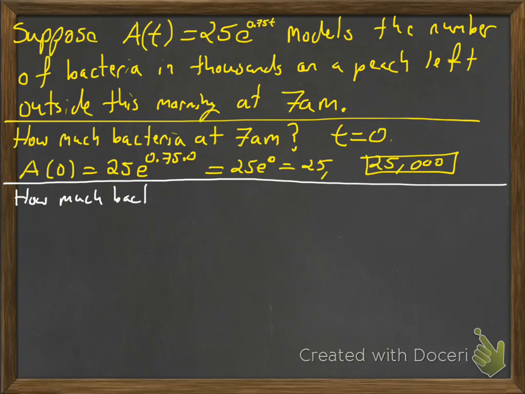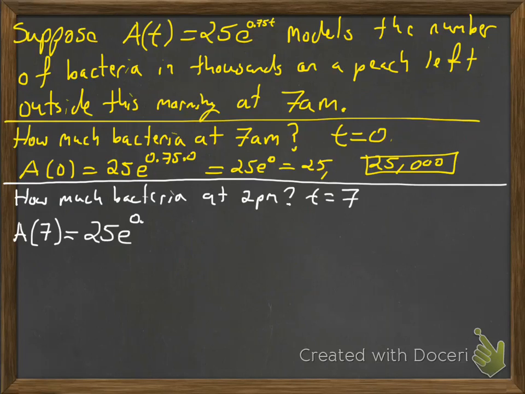Another question they can ask is, how much bacteria at 2 p.m.? Here we have to think a little bit. If time is 0 at 7 a.m., then 2 p.m. should be about 7 hours later. So our time is now 7, and we just plug it in and throw that into your calculator. Just be careful about how you enter it into your calculator, with the parentheses and all that.